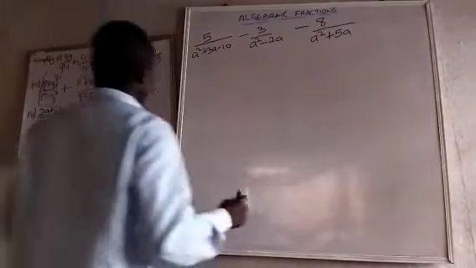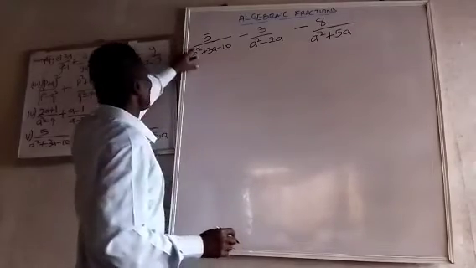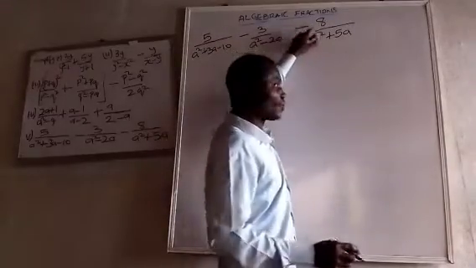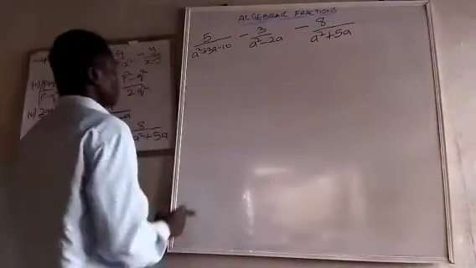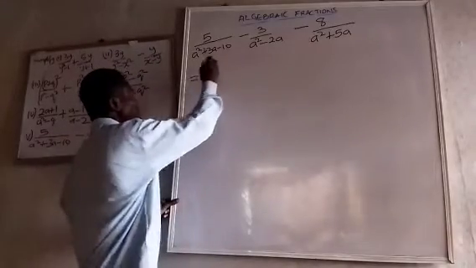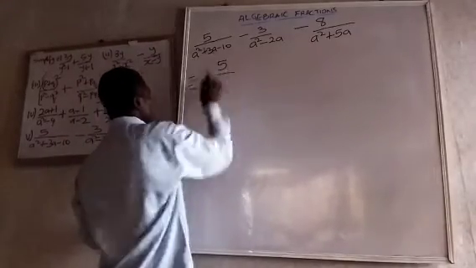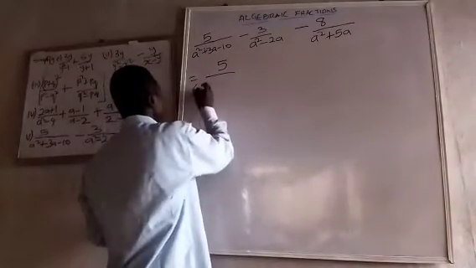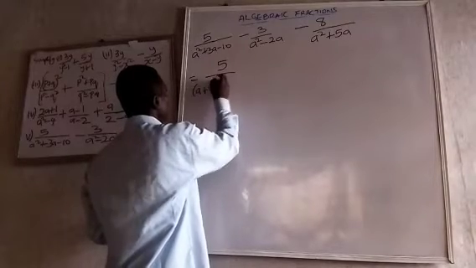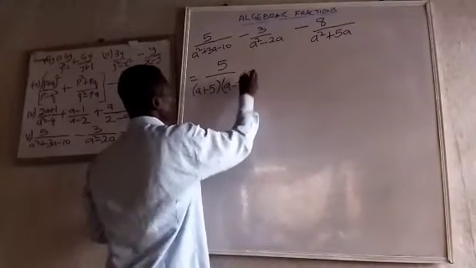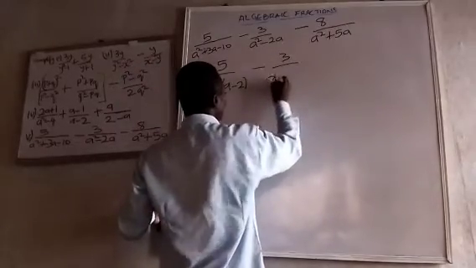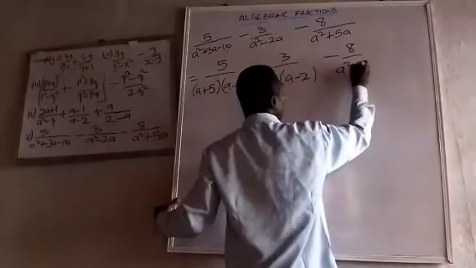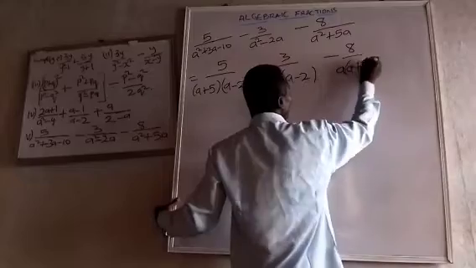Now let's work on this. To simplify: 5 over (a squared plus 3a minus 10) minus 3 over (a squared minus 2a) minus 8 over (a squared plus 5a). As I said before, just look for an easy way to handle this. Let's factorize this. You can easily do that. Two numbers, 5 and minus 2, and that is (a plus 5)(a minus 2), minus 3 over a(a minus 2), minus 8 over (a squared plus a)(a plus 5).